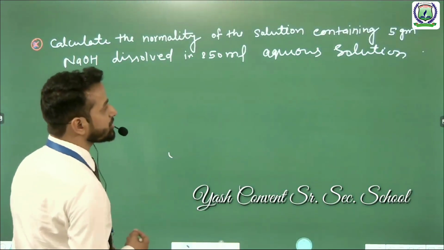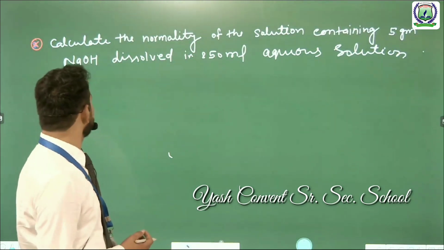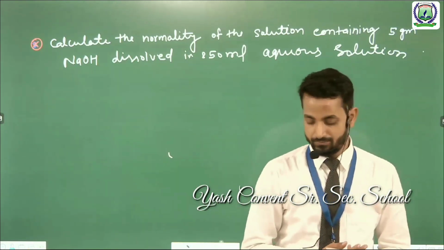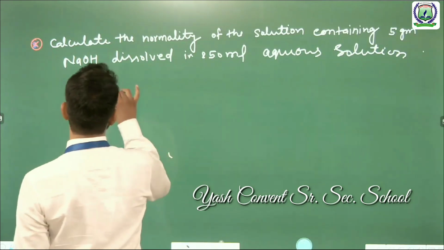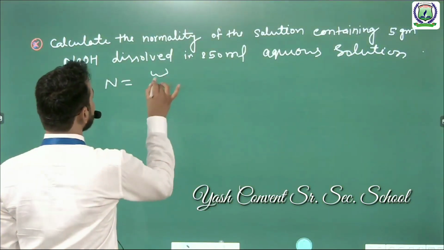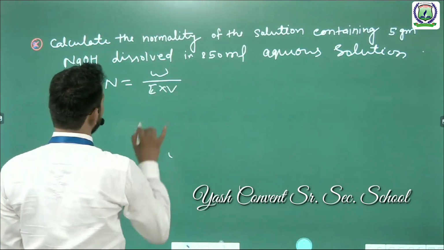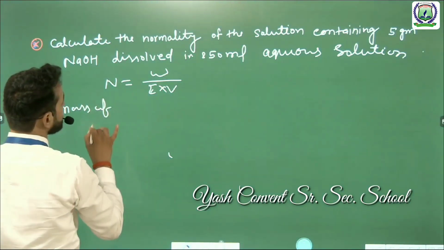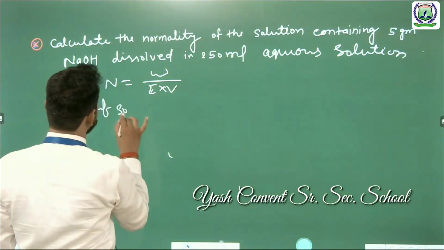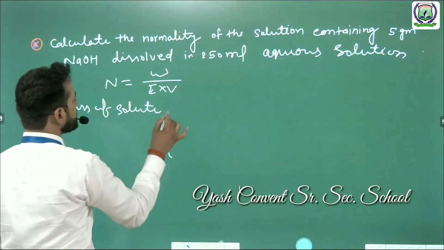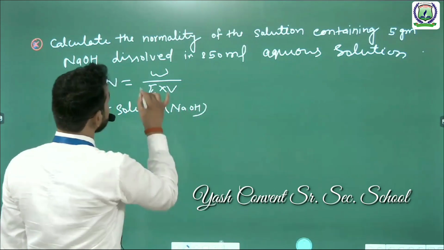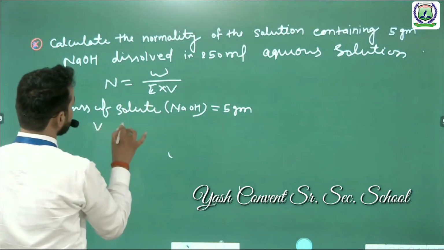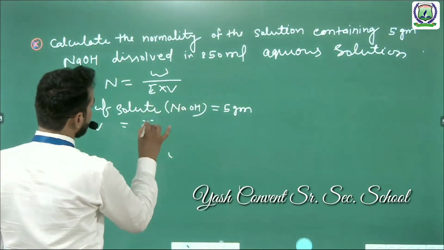calculate the normality of the solution containing 5 gram NaOH dissolved in 250 ml aqueous solution. The formula of normality is N equal to W upon E into V. Mass of solute, it means NaOH, is given in the question as 5 gram. Volume of solution V is equal to 250 ml.